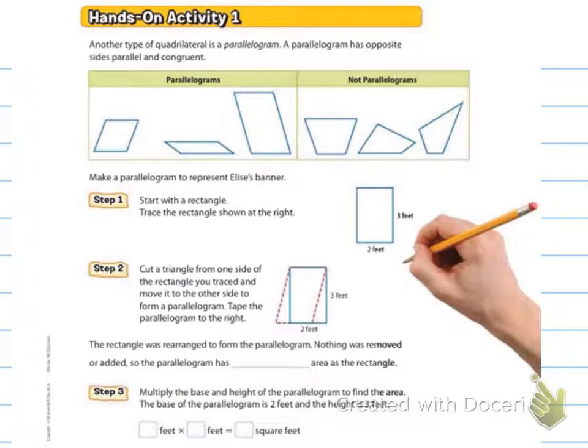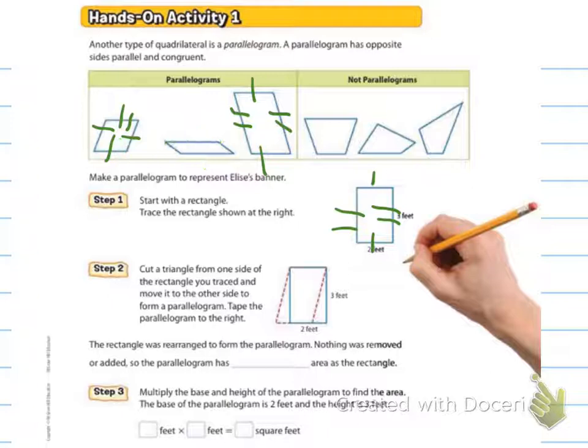So it says that another type of quadrilateral is a parallelogram. A parallelogram has opposite sides parallel and congruent. So just like our rectangles and squares where we have opposite sides that are congruent, we have that with parallelograms as well. These sides are the same length, these sides are the same length, and these sides are the same length. So those are parallelograms, where they have sides that are congruent as well as parallel.